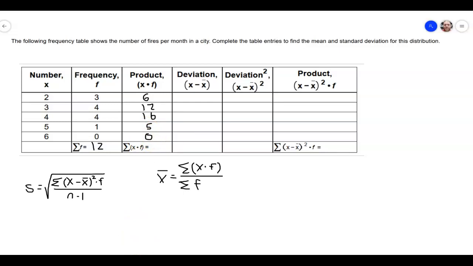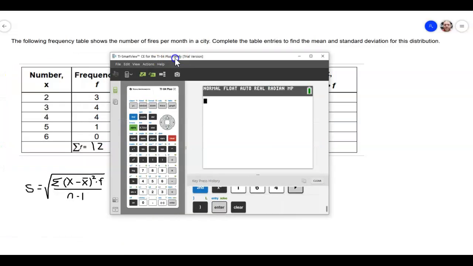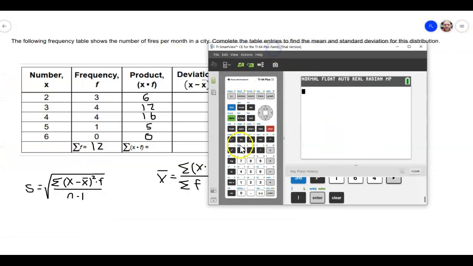So I am going to get my calculator here. And just 6 plus 12 plus 16 plus 5. That's going to be 39.